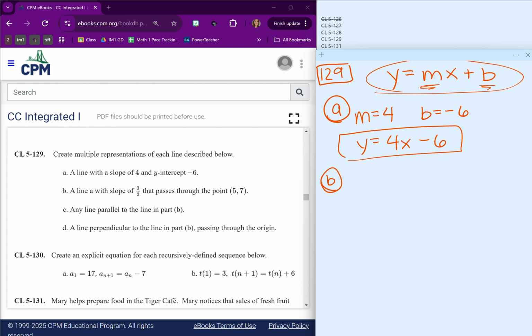Okay, part B. A line with a slope of 3/2, and it passes through the point (5, 7). This ordered pair is considered an x, y ordered pair. So what I have now is an m, an x, and a y. So we have a y, m, x, but I don't have a b. So for my final answer, I'm going to have to find a b. So let me start by using y equals mx plus b. I use my ordered pair for the x and the y. So the y is 7. The m is 3/2. The x is 5. And I'm adding b.